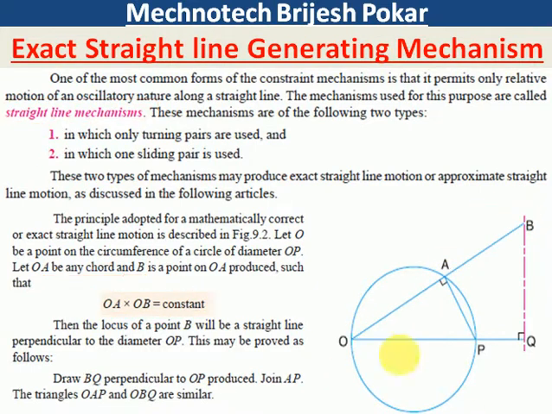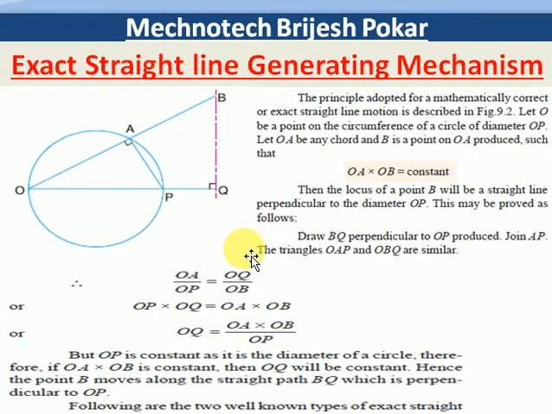Now let us see how it can be a constant. That is our need. So here you can see we have to consider a triangle. So first triangle is OAP, and this is 90 degrees. Then another triangle is OBQ. So this is another triangle, and these two triangles are similar. Let me tell you how it is similar.